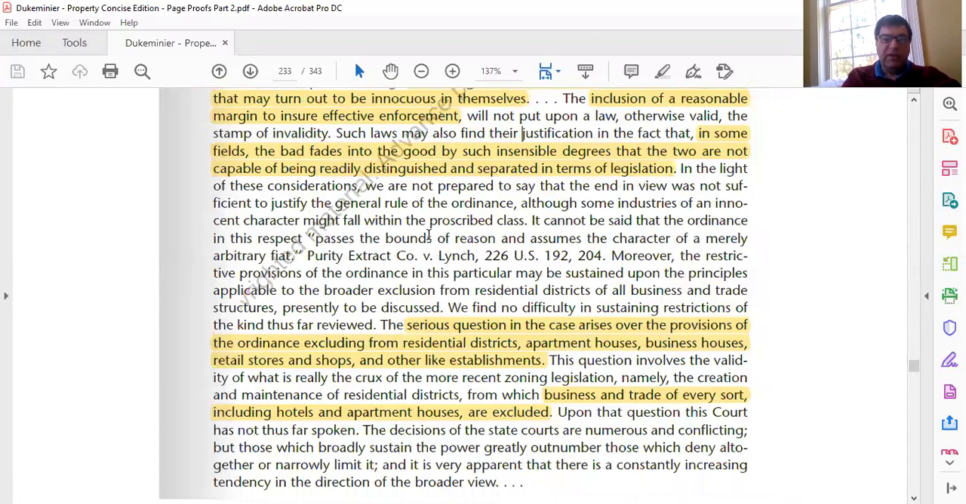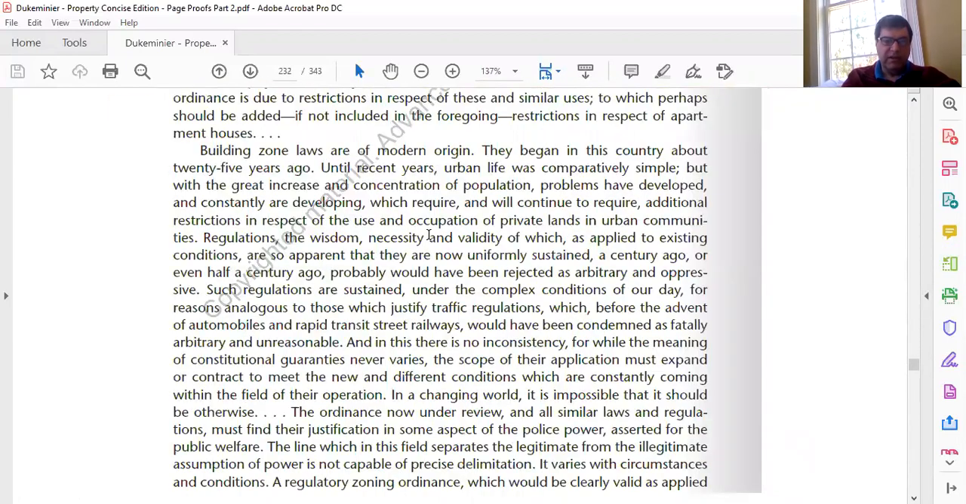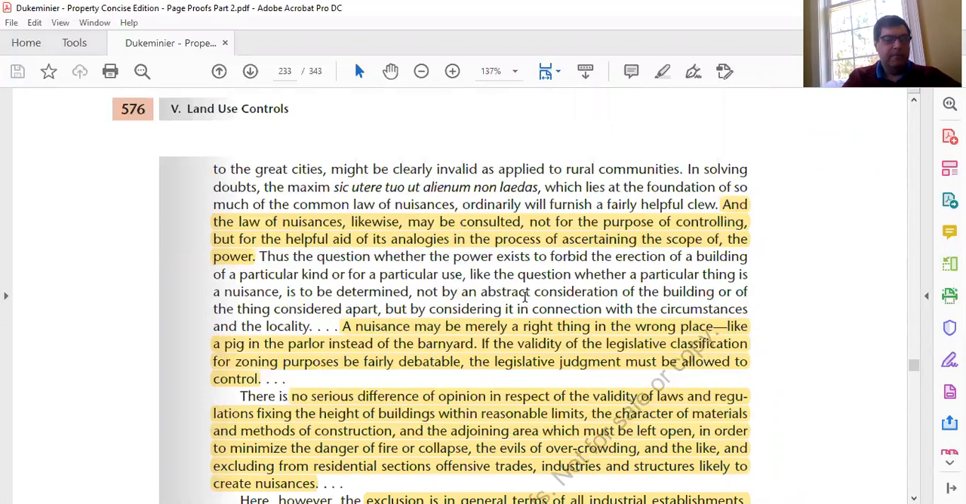And so in analyzing whether this falls within the state's police power, the court looks to the common law, and particularly it looks to the common law of nuisance, which as a starting point, everybody agrees was a valid exercise of the state's police power. So how does the court use the law of nuisance? Does the village have to show that the uses it is restricting would be nuisances at common law? Well, the court doesn't go that far. What it says is, the law of nuisances may be consulted, not for the purpose of controlling, but for the helpful aid of its analogies in the process of ascertaining the scope of the police power.